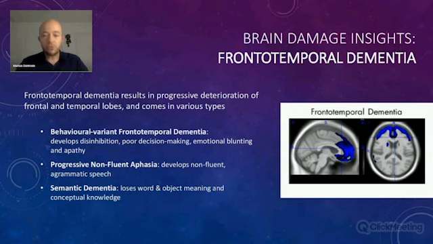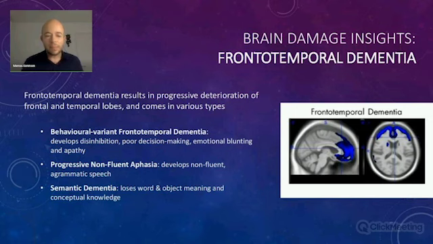There's another type called progressive non-fluent aphasia. So aphasia is a word that's generally used to describe problems with producing or understanding speech. And in progressive non-fluent aphasia, patients basically develop this kind of non-fluent agrammatic speech. So they know what they want to say, but the word just isn't coming. And they might also get a bit more hesitant, or there might be more errors in the way that they're producing the grammar.